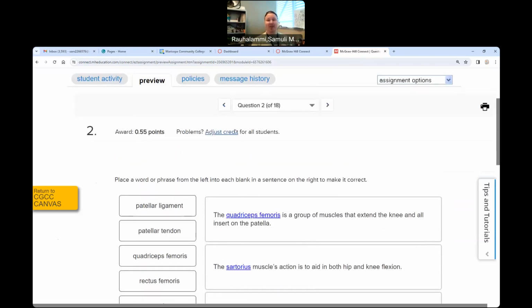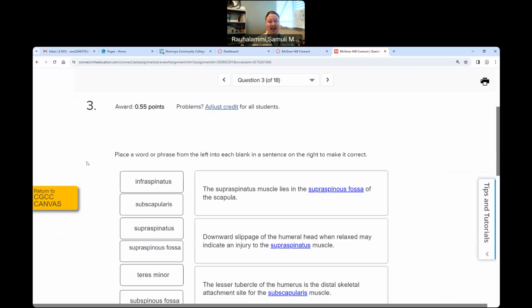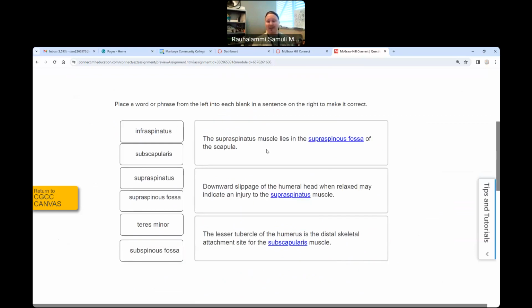Use your resources. Use this as a guided activity. You don't need to have answers just out of the blue. This is all a learning process, and that's what I want you to get out of it. Here we're seeing the supraspinatus muscle that lies in the supraspinatus fossa of the scapula. So we're starting to connect the skeletal system that we learned and different bones and parts of the bones also with the muscles. Downward slippage of the humeral head when relaxed may indicate an injury of the supraspinatus muscle.